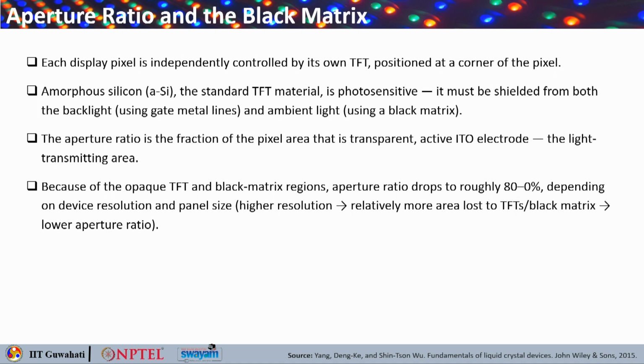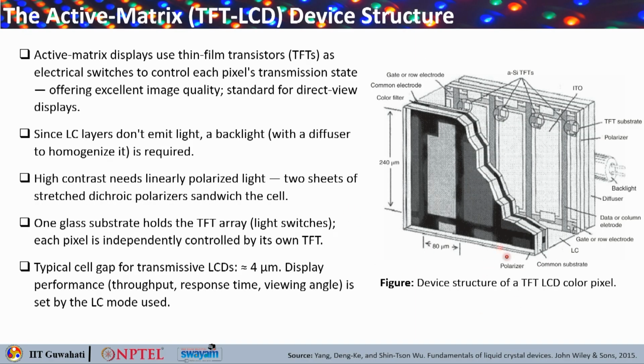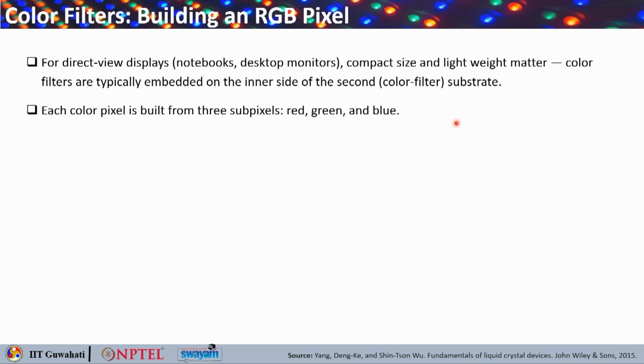Okay, so it can drop to roughly 80% to almost 0% depending on the device resolution and the panel size. Higher resolution means relatively more area is lost to the TFTs and black matrices, and that will give you a lower aperture ratio. Now we have also seen another component here, which is the color filter. So what is the role of the color filter?